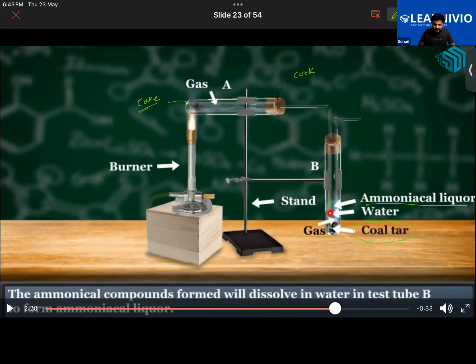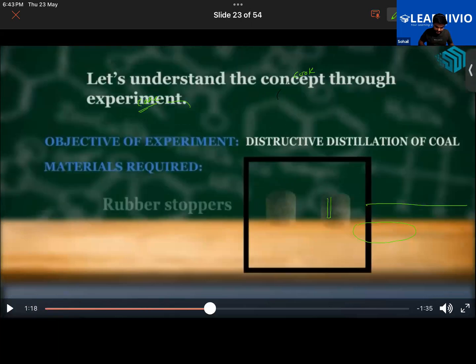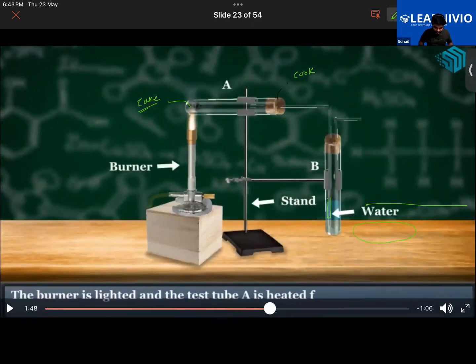In test tube B, you have taken some water. Why have we taken water? Because you want to obtain the products from the coal. So the gas that was coming from this pipe goes into this water, and later it leads to the formation of coal tar. So coal tar will be settling at the bottom. Whatever settles at the bottom is coal tar. And whatever mixes into the water, that leads to ammoniacal liquor.